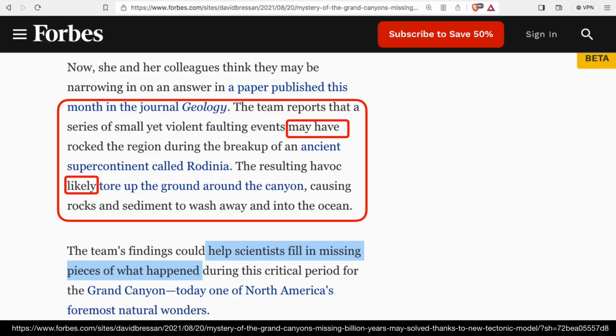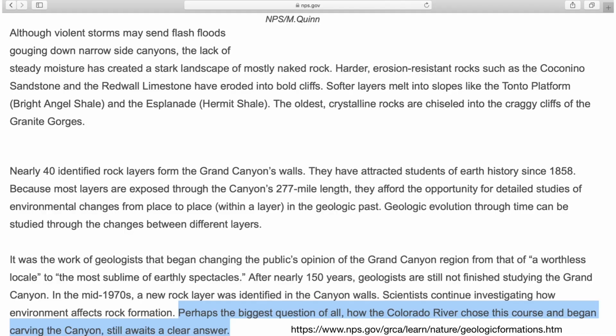And so they try to imagine how it happens, and this is what they say, and it may have and likely, and those are fuzzy words, and whenever you see a fuzzy word, you just cross out the sentence, because that's not science. They don't have it. They just will not think of it happening quickly, but we can show how it happened quickly. And this is from their website. I thought they took it down, but I just found it yesterday. It says, perhaps the biggest question of all, how the Colorado River chose this course and began carving the canyon, still awaits a clear answer.